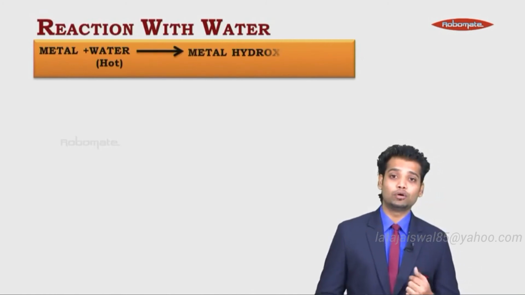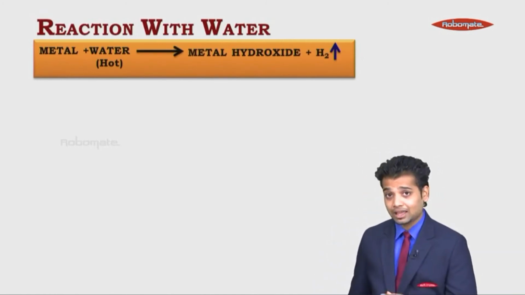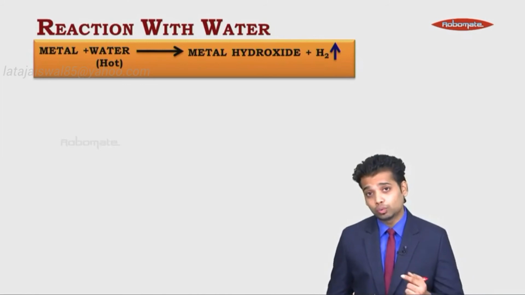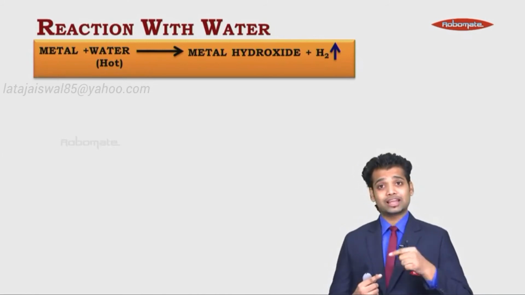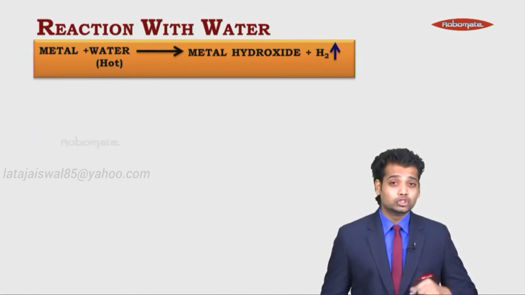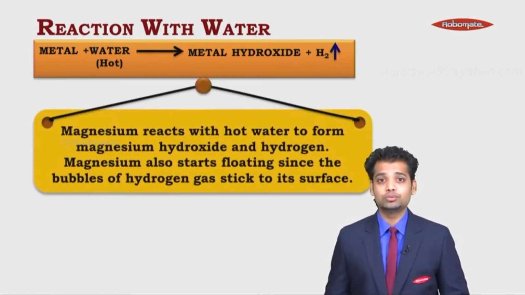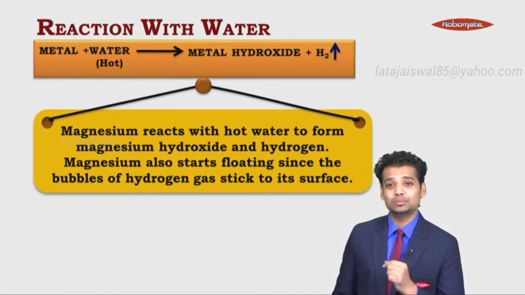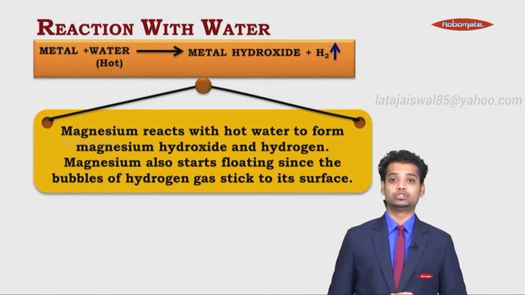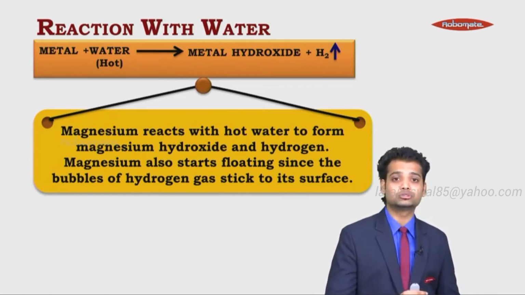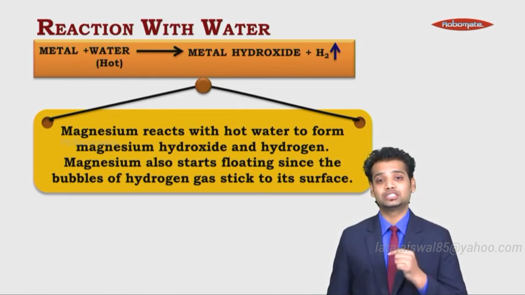Metal plus water forms a metal hydroxide. This time we are going to use hot water. Calcium reacts better in lukewarm water. So we are going to heat it up a little bit more. Magnesium reacts with hot water to form magnesium hydroxide and hydrogen. Magnesium also starts floating since the bubbles of hydrogen gas stick to its surface.